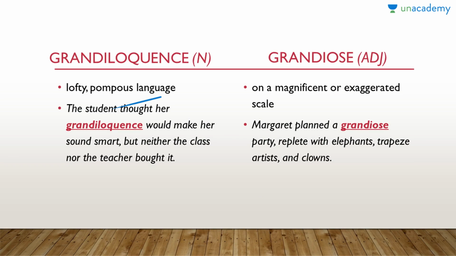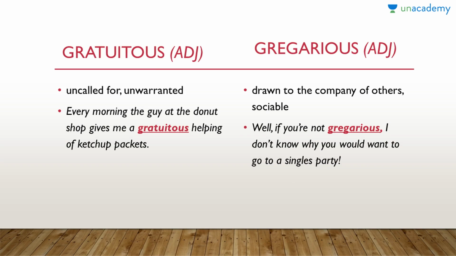Grandiloquence is a noun, which means lofty, pompous language. So in a sentence, it'll read, the student thought her grandiloquence would make her sound smart, but neither the class nor the teacher bought it. Grandiose, adjective, which means on a magnificent or exaggerated scale. In a sentence, it'll read, Margaret planned a grandiose party replete with elephants, trapeze artists and clowns.